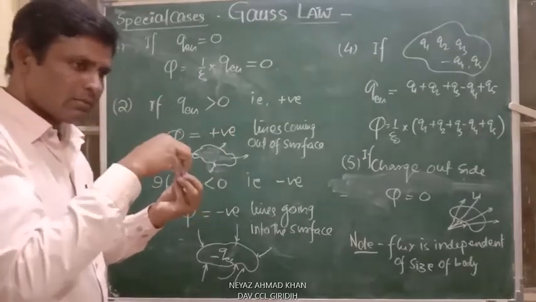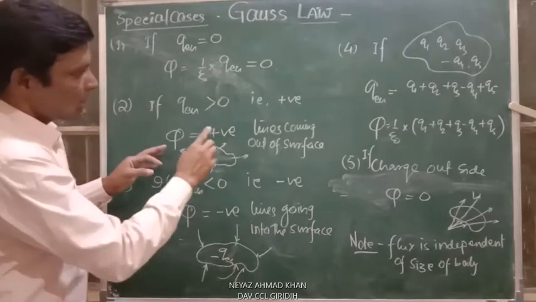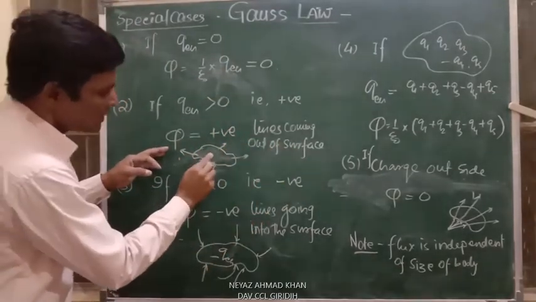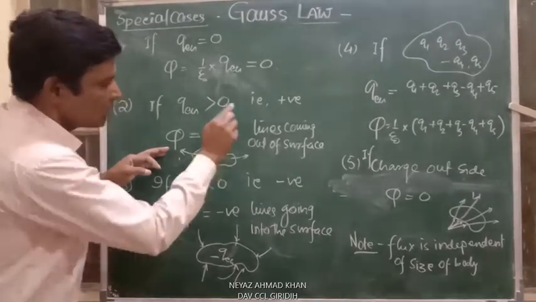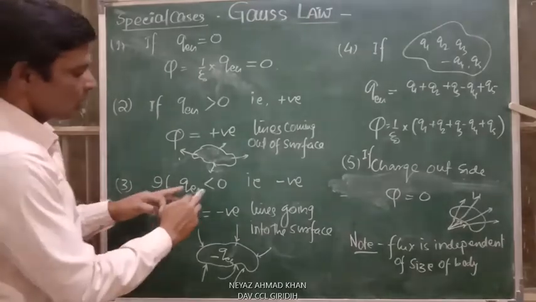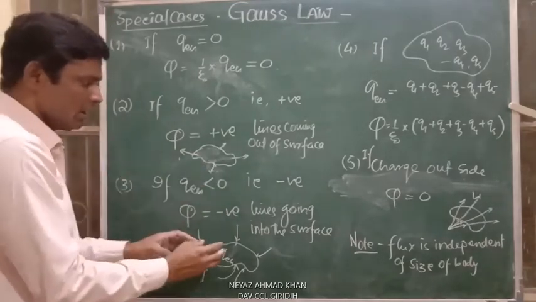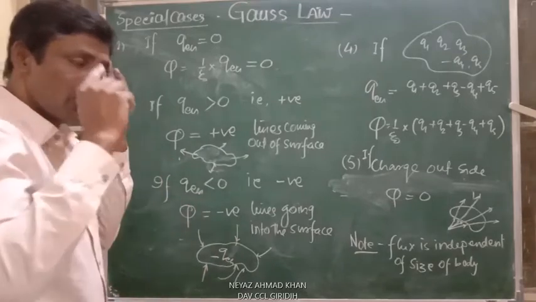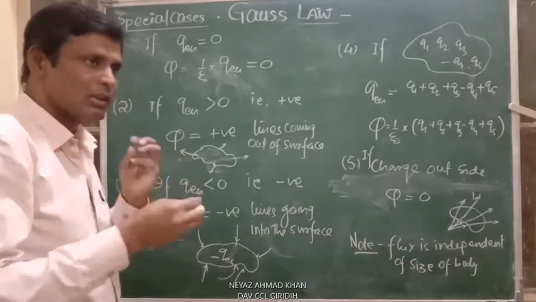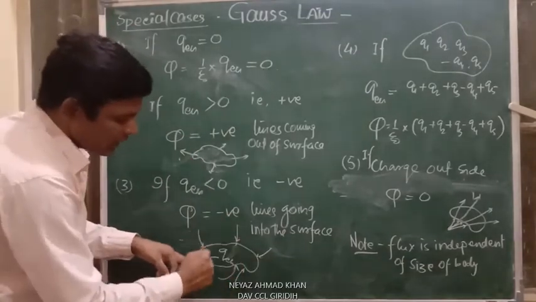Next one, if q enclosed is greater than 0, and you know that if the charge enclosed is positive, the lines must be coming out of the positive charge. So the lines come out of the surface like this; the charge enclosed here is positive, so lines must be going out. Next one, if q enclosed is less than 0, that is if a negative charge is enclosed within the body, then from the property of electric field lines we know that the lines must be terminating at that negative charge, so lines must be going into the body here.